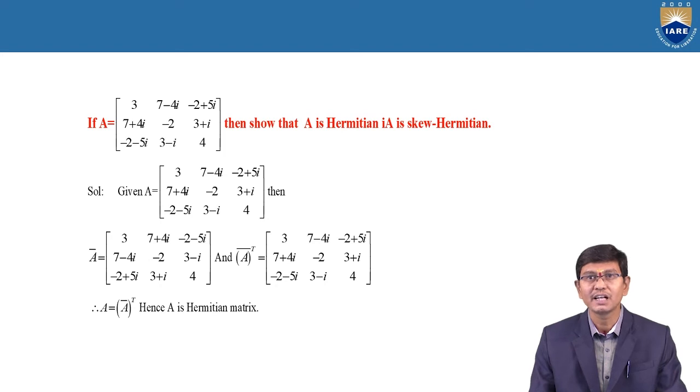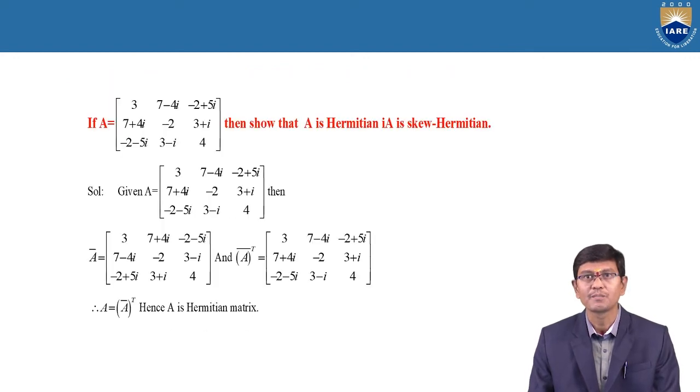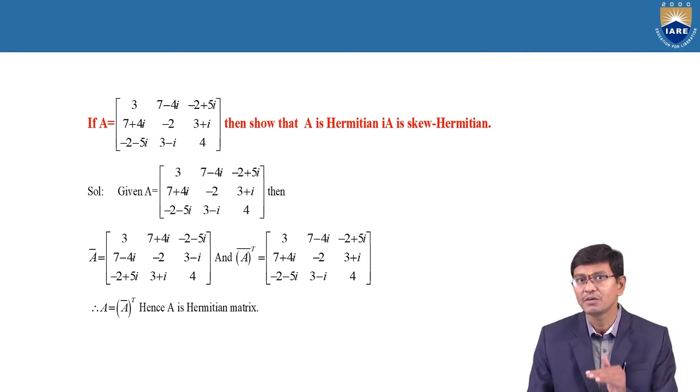Therefore, according to this, clearly every square matrix can be uniquely expressed as a sum of a Hermitian matrix and a skew-Hermitian matrix. Next, if A is the given 3 by 3 matrix, then we need to show that A is Hermitian and iA is a skew-Hermitian matrix. As we know, if A is Hermitian, we need to show that A^θ is equal to A only.